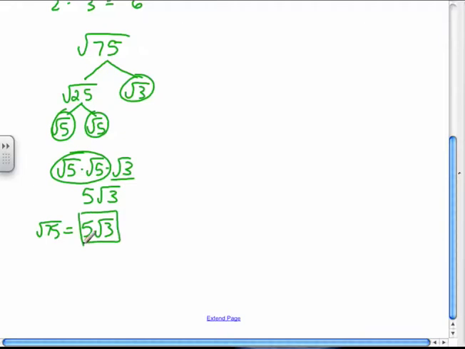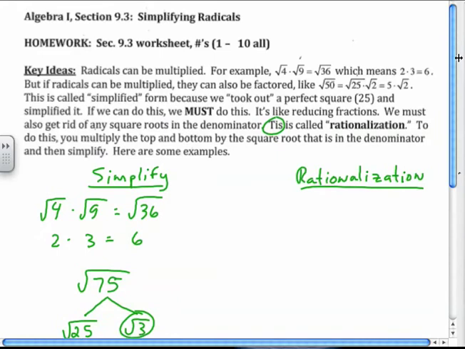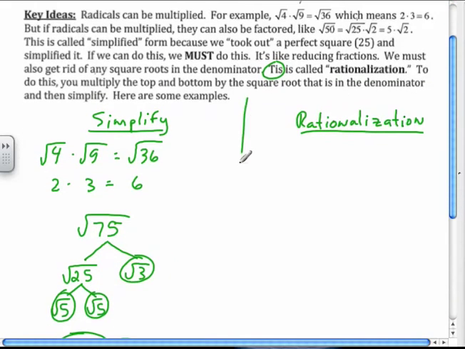We have to do that with all of our radicals. Okay, when we're not giving approximations and we are leaving them as a radical, then we need to simplify it. We've basically taken out a perfect square. 25 went into 75, and 25 is a perfect square, and so we've simplified it to 5. Okay, now that's one part of what we're talking about today. The other part is rationalization.